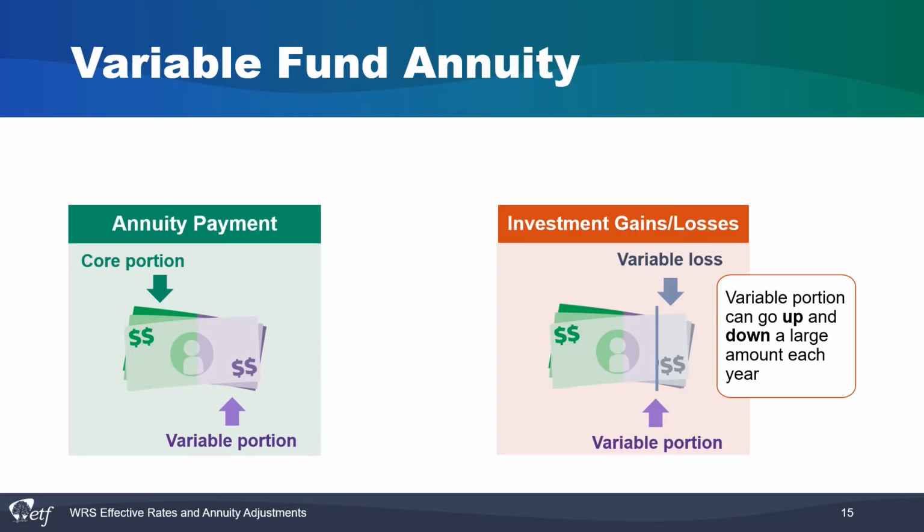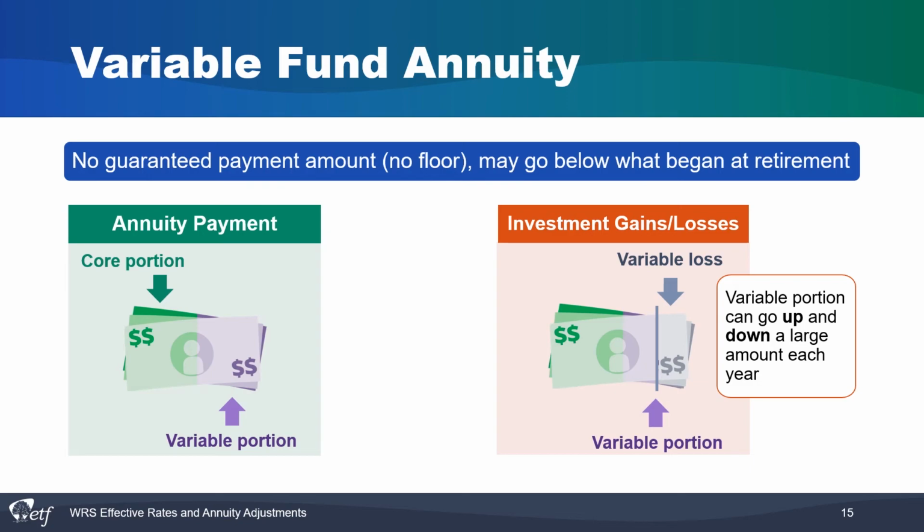As a result of these fluctuations and no smoothing, the variable portion of your retirement payment does not have a guaranteed lifetime base amount like the core fund. The variable portion of your retirement payment can go below your starting amount.